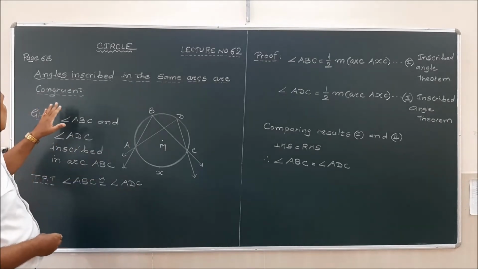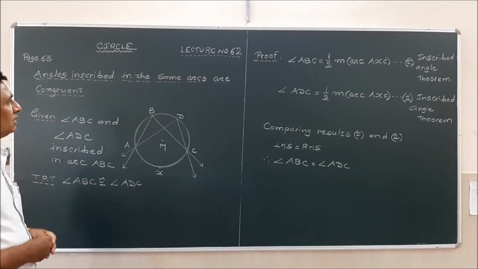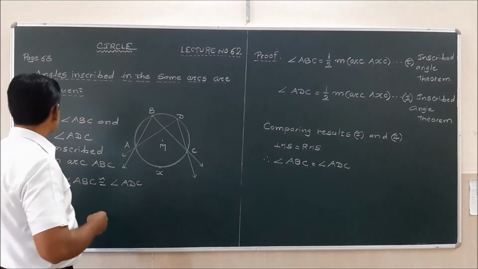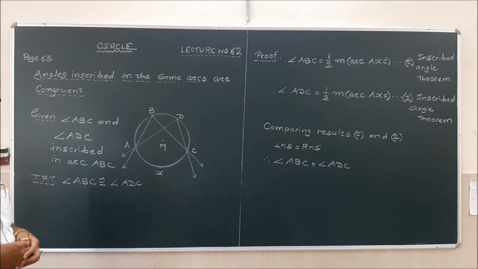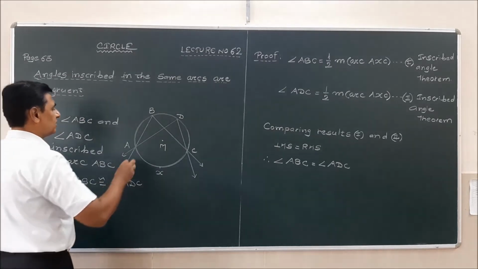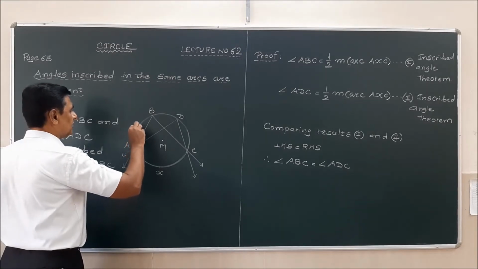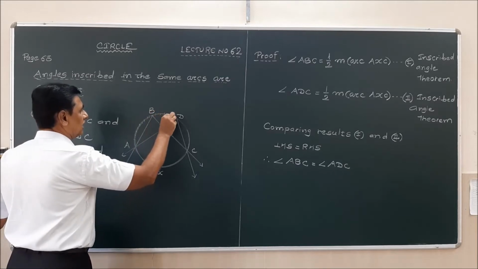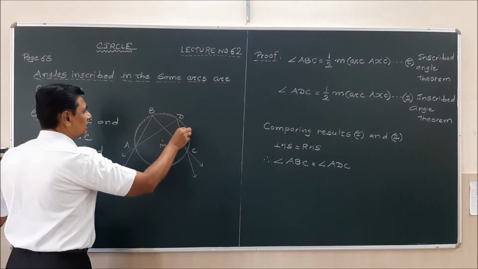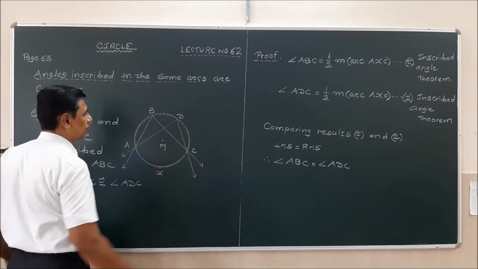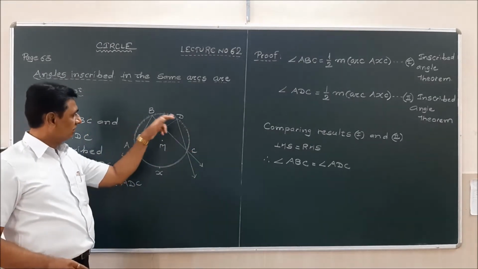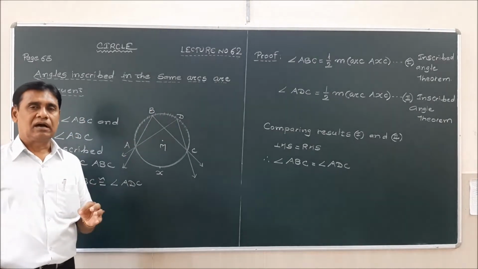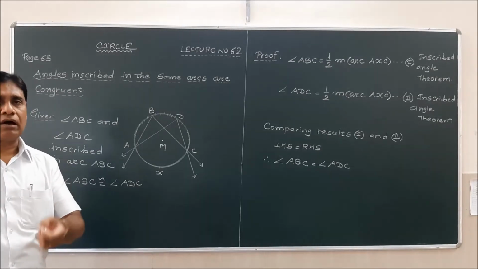So this is the first application: angles inscribed in the same arc are congruent. Try to understand the meaning of this. I have already explained what an inscribed arc means. In short, this arc is like a cover on the angles.